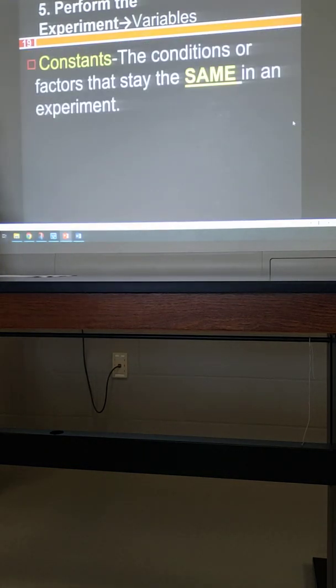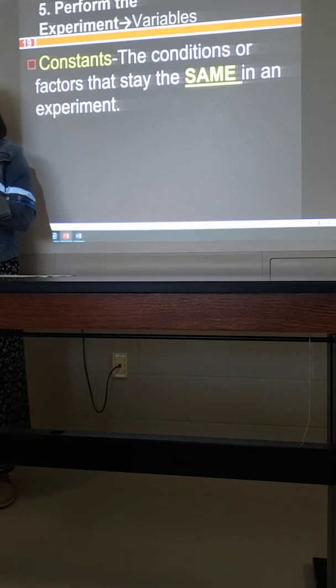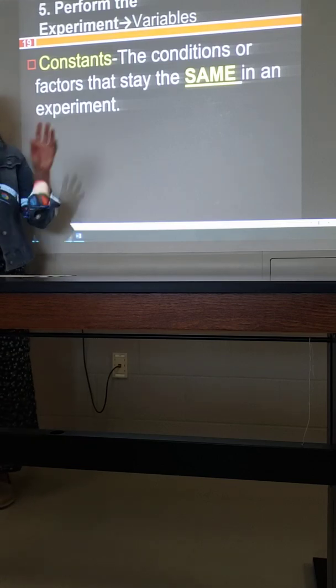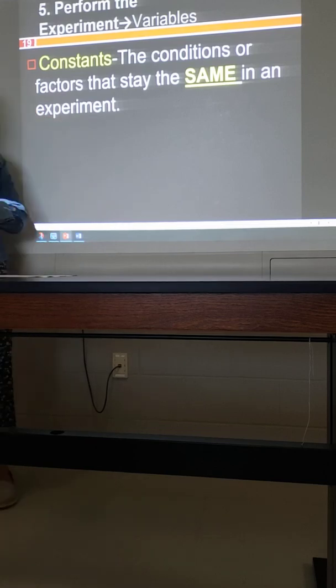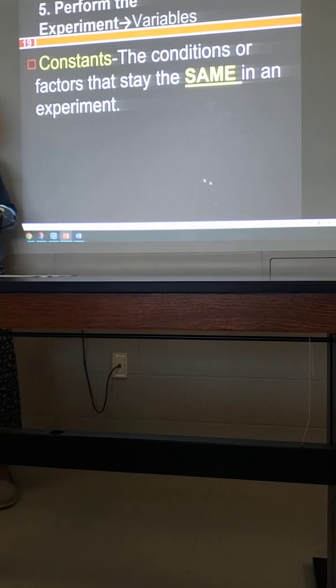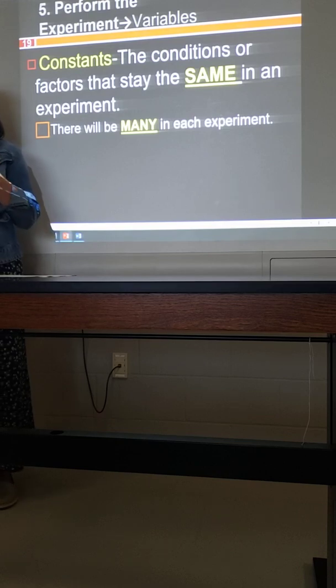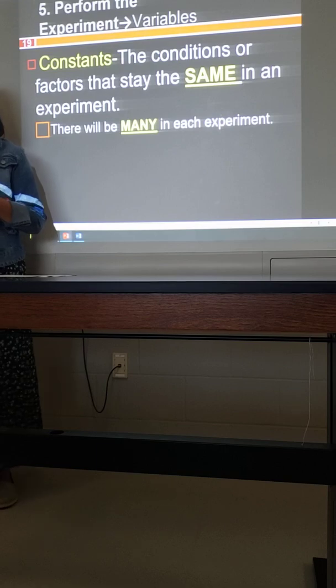All right, constants. So the dependent and independent, you can only have one of each of those. The constants, these are the things that have to stay the same, right? And so there are going to be many, many, many of them. The more you can identify and say, hey, this has to stay the same, the more accurate and reliable your results are going to end up being.